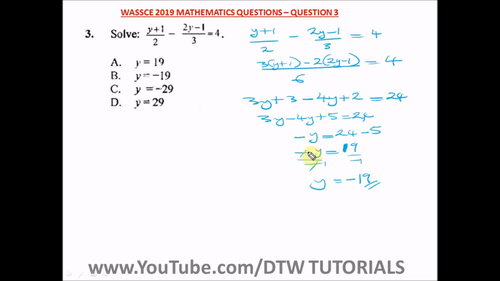I can simply say, if you have something like minus y equal to 19, it's simply y is equal to minus 19. But just to clarify why y is minus 19, you just divide both sides by negative 1, so that this negative can cancel out from your y. All right, so our answer is negative 19. All right, and our right option here is option B.